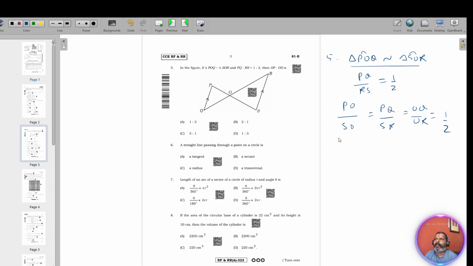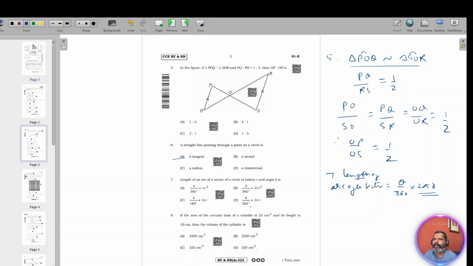A straight line passing through a point on a circle is nothing but a tangent. Remember that. Length of the arc of a sector of a circle of radius r and angle theta: what is the length of the arc? Length of arc of a sector is theta by 360 into 2 pi r. When they ask the length, you need to have your circumference formula. When they ask area of a sector, you need pi r square, the area of circle formula.